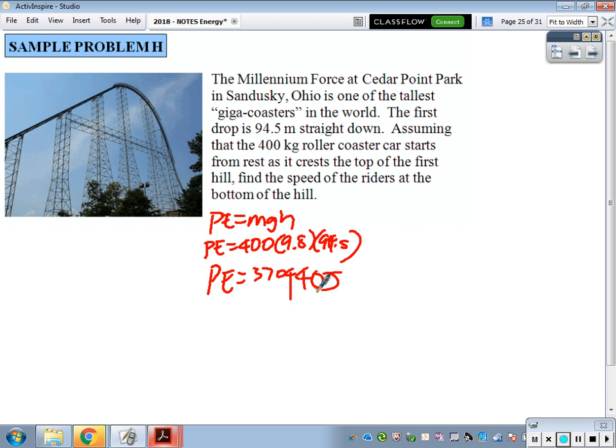That is a 370440 joules. It's okay. We now know what it is. We have to find the velocity. The kinetic energy.